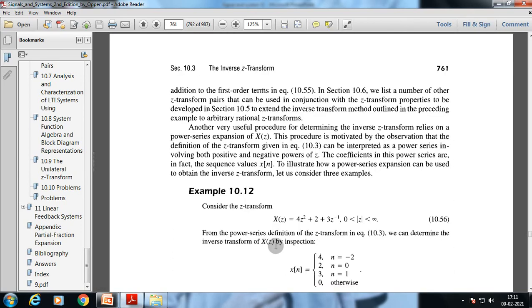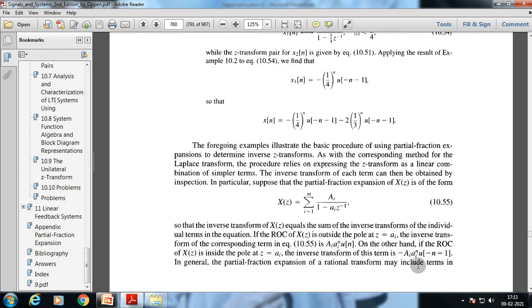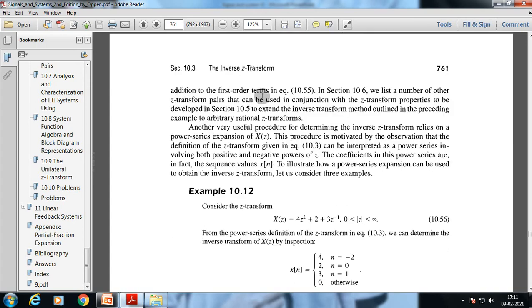In general, the partial fraction expansion of the rational transform may include terms in addition to the first-order terms. In section 10, we list a number of other z-transform pairs that can be used in conjunction with the z-transform properties to be developed in another section.